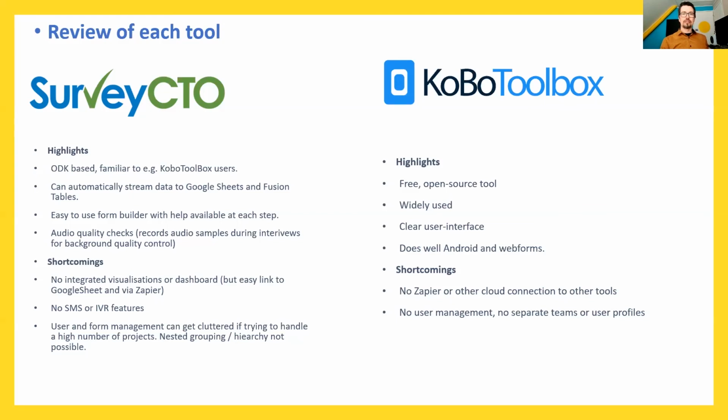And then Kobo, it's free, open source, the only one here, completely free. It's widely used. It has a clean user interface, and does well with Android and web forms. But again, the limitations that we saw: you cannot connect with Zapier to other tools, and there's no real user management, no separate teams or user profiles available. Again, of course, you can add separate accounts, multiple accounts, and that can work well, but you don't have that uniform view over lots of different projects.